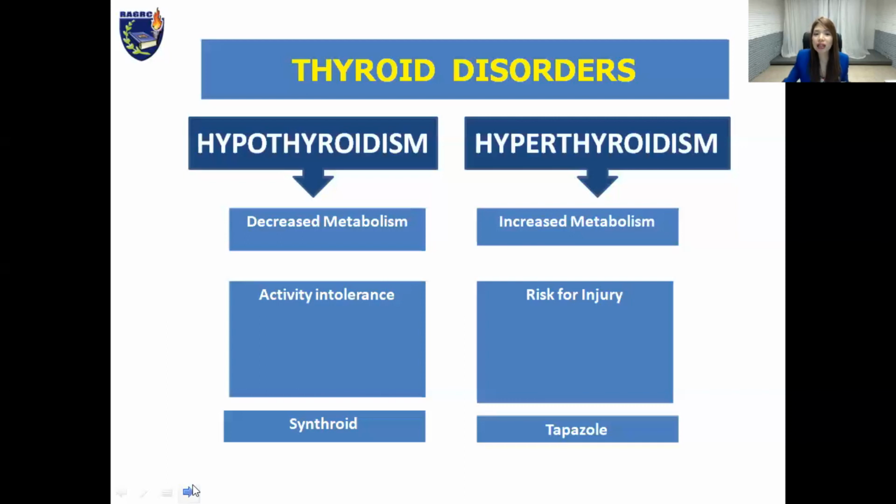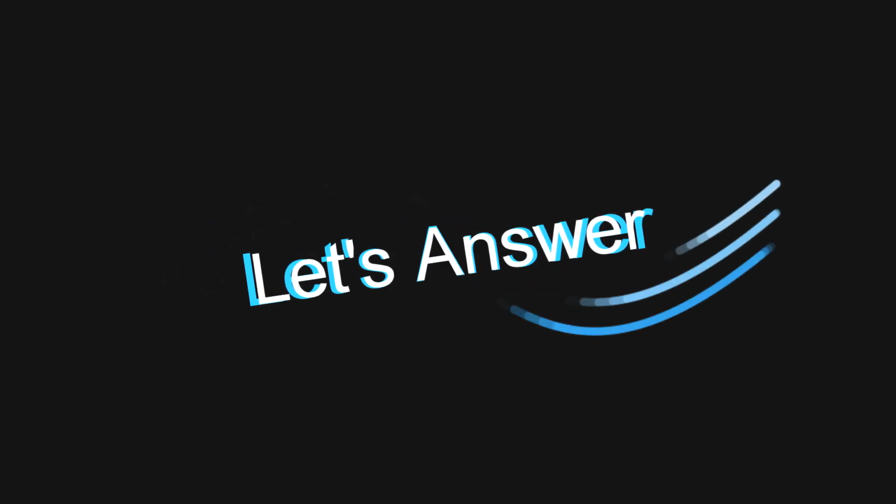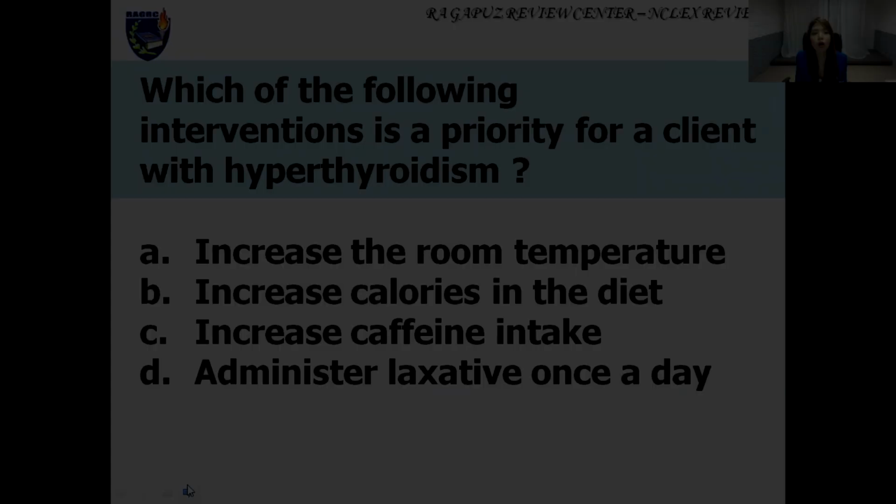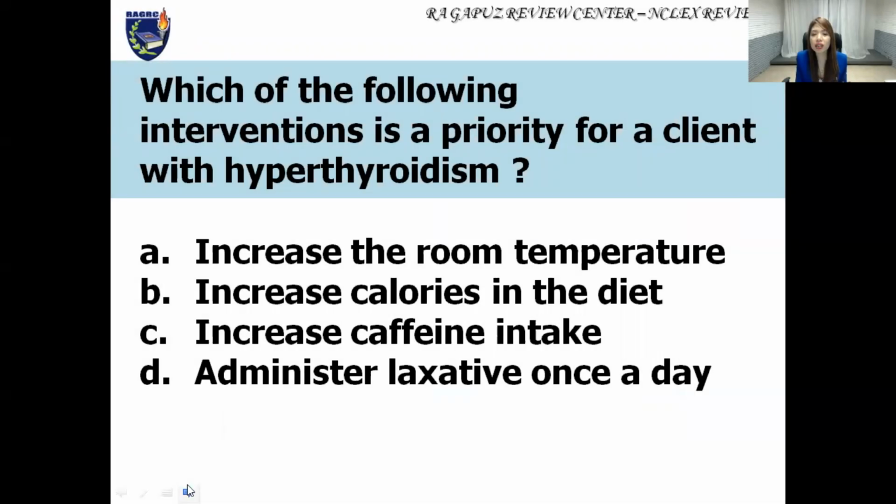Okay, so let us have a question for this. Which of the following interventions is a priority for a client with hyperthyroidism? Letter A, increase the room temperature. Letter B, increase calories in the diet. Letter C, increase caffeine intake. Or letter D, administer laxative once a day.